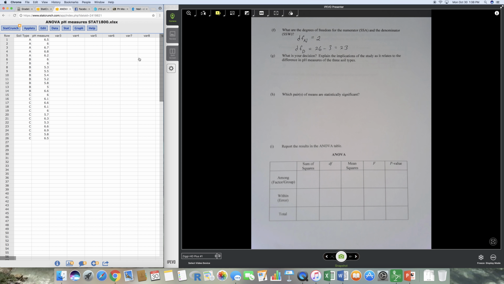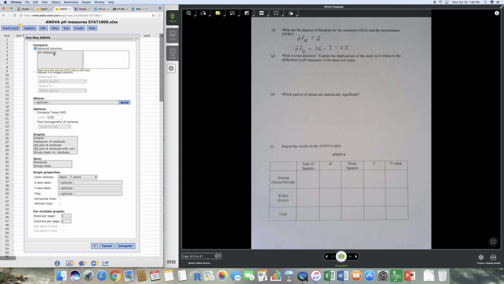What is your decision? Explain the implication of the studies that relates to the difference in pH measures of the 3 soil types. Well, guys, let's conduct the ANOVA. No, actually I've got those in a single column, so I want responses pH measure. The factors are in soil type. I want to compute the post hoc just in case we do have statistical significance. And I want to do a Levene's test of equal variances. Again, that's homogeneity of variance, just a fancy way of saying do we have equal variances.